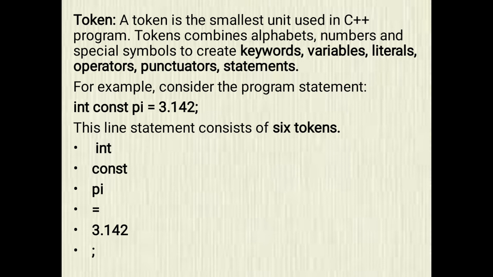Okay, pi is a variable, equal to is an assignment operator, 3.142 is a floating point literal, or float constant, and semicolon is also a punctuator. So here you can see that collectively all of these things are called tokens. And that particular line is called a single line statement. So collectively, when you combine these keywords, variables, literals, operators, punctuators, they form a statement, and a statement always ends with a semicolon.